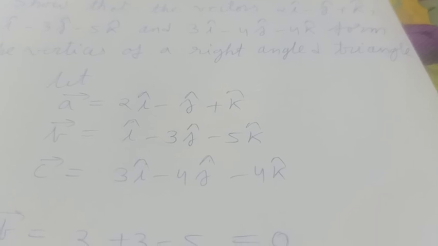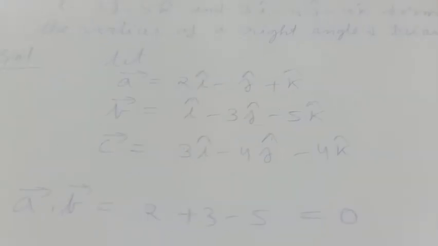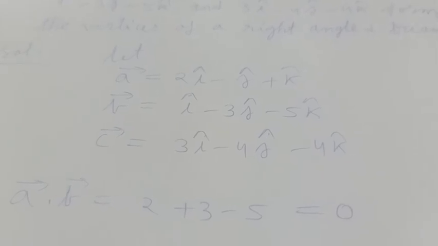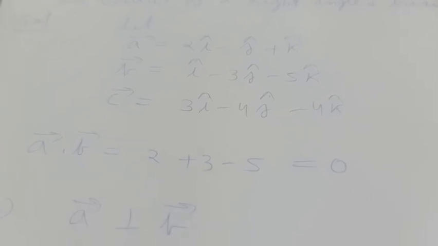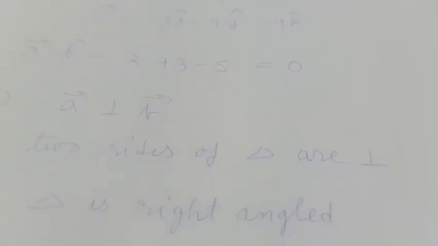If these vectors represent the sides of a right angle triangle, then scalar product of any two vectors will be 0. So we will start with a dot b. You can see the value of a dot b is 2 plus 3 plus minus 5, that is equal to 0. That means vector a is perpendicular to vector b. Therefore two sides of the triangle are perpendicular, hence the triangle is right angled.